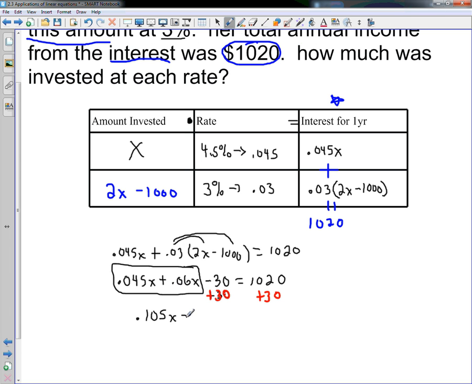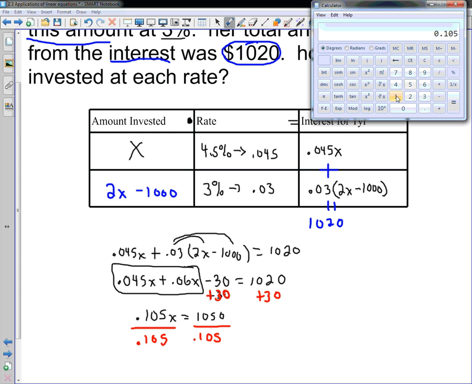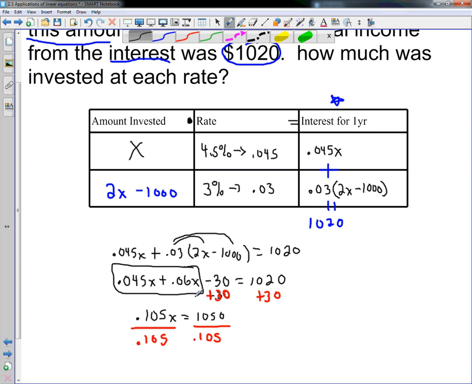And that gives me 1050. You can go ahead and use your calculator if you want. And then we're almost done. Divide by 0.105. Divide by 0.105. And we have 1050 divided by 0.105. And that equals 10,000. So x equals 10,000.